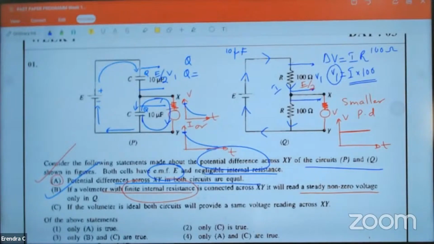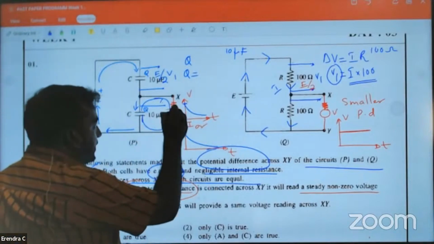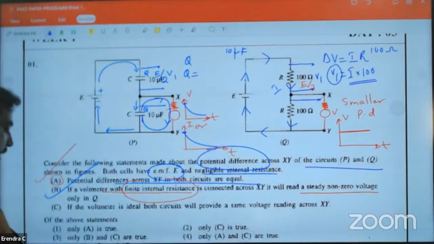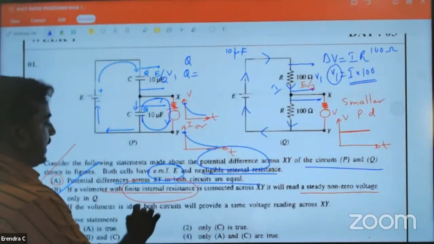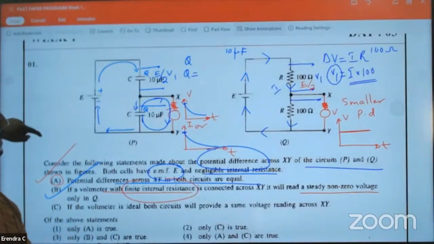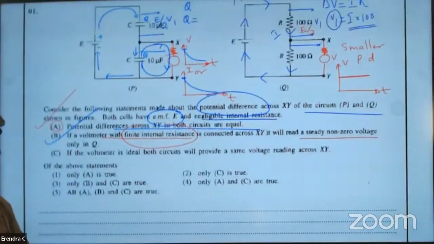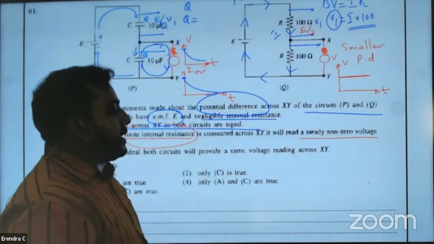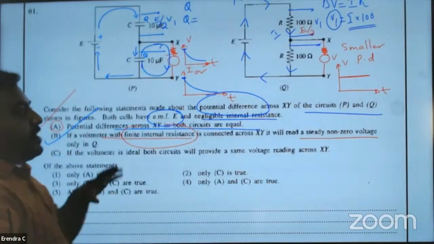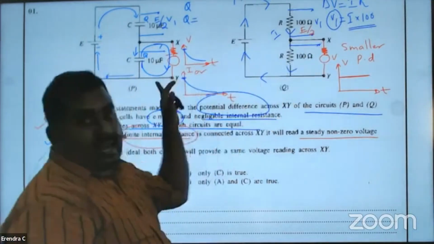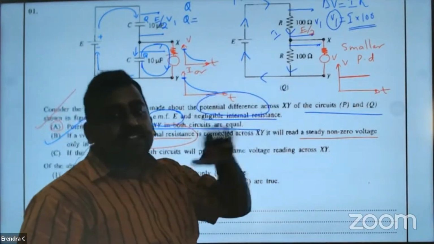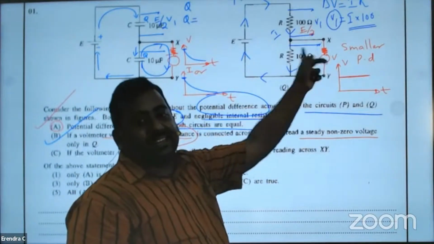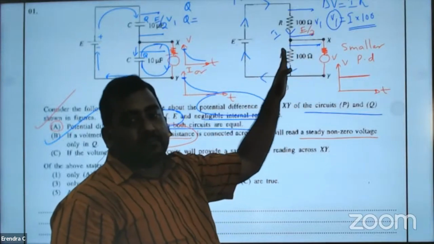Okay. So when we connect the capacitor, the voltage drop will not be steady. Okay, right. If the voltmeter is ideal, both circuits will provide the same voltage drop reading across XY, right? What do you mean by that? If I have ideal voltmeters, it means no current passes through. No current passes through means here the effective resistance will be the same.